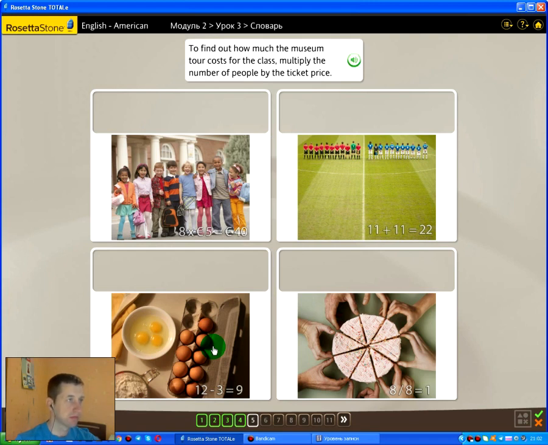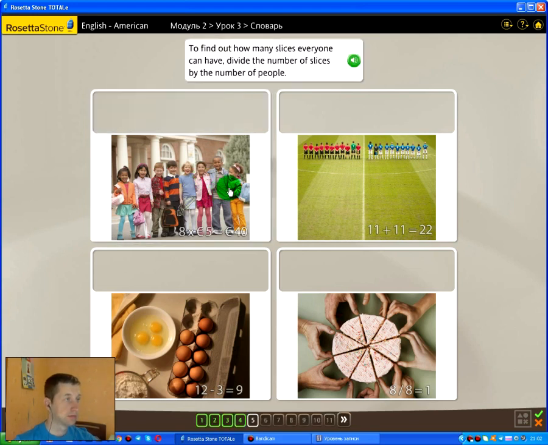To find out how much the museum tour costs for the class, multiply the number of people by the ticket price. Чтобы найти, сколько стоит музейный тур для класса, нужно умножить число людей на цену билета.